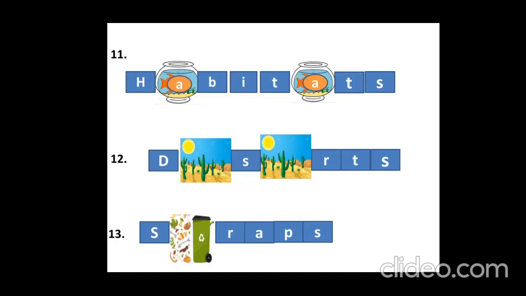Number 12. I can see a dry land here in this picture and it's very hot, and I can see cactus on the land. It must be a desert. So let me fill the correct letters here. D-E-S-E-R-T-S. Bingo, the word is right. So a desert is a land which is dry. Mostly you don't find a lot of plants and animals staying there. You can see only few plants or animals living there, right? And this land has very less rainfall.